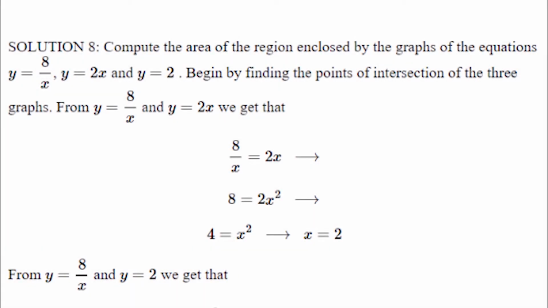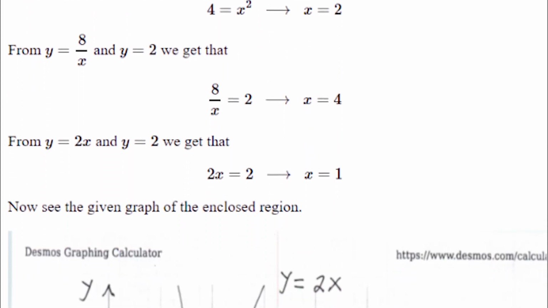Compute the area of the region enclosed by the graphs of the equations y equals 8 over x, y equals 2x, and y equals 2. Begin by finding the points of intersection of the three graphs. From y equals 8 over x and y equals 2x, we get that 8 over x equals 2x. Therefore, 8 equals 2x squared. Then, 4 equals x squared, wherein x equals 2.